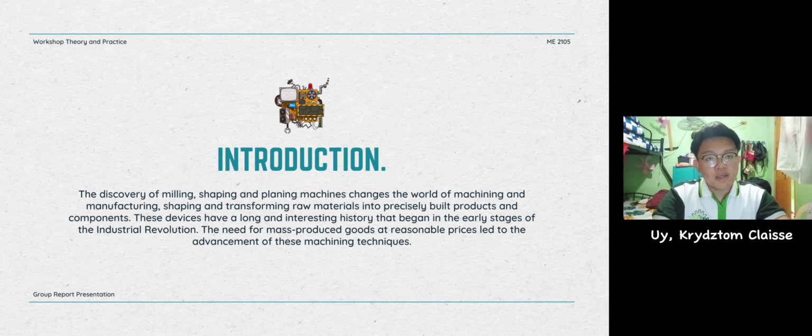Today we're going to discuss some of the machine tools that every mechanical engineering student should know. The discovery of milling, shaping, and planing machines changed the world of machining and manufacturing, transforming raw materials into precisely built products and components. These devices have a long and interesting history that began in the early stages of the Industrial Revolution.